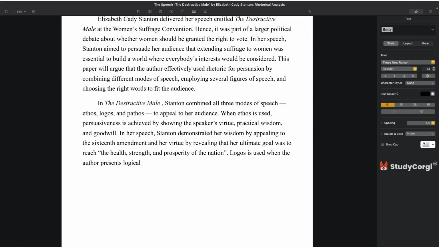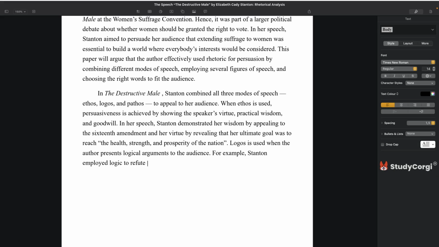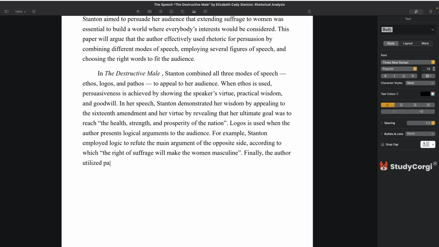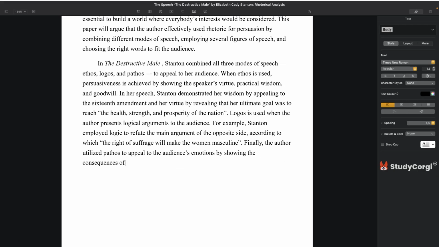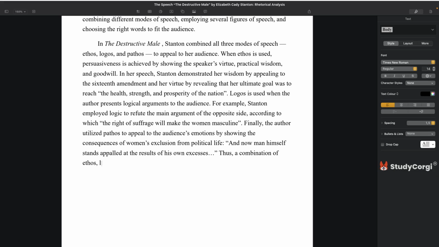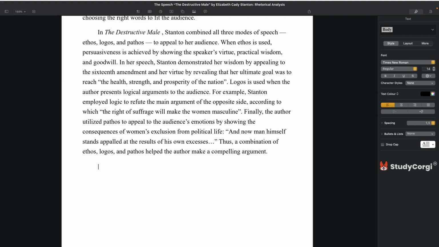Logos is used when the author presents logical arguments to the audience. For example, Stanton employed logic to refute the main argument of the opposite side, according to which the right of suffrage will make the women masculine. Finally, the author utilized pathos to appeal to the audience's emotions by showing the consequences of women's exclusion from political life, and now man himself stands appalled at the results of his own excesses. Thus, a combination of ethos, logos, and pathos helped the author make a compelling argument.